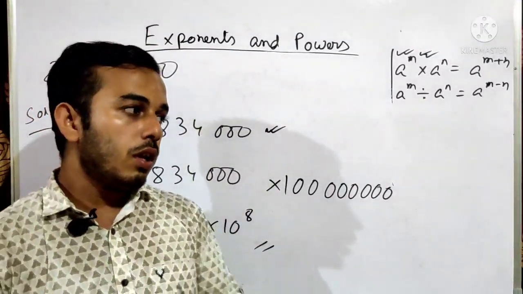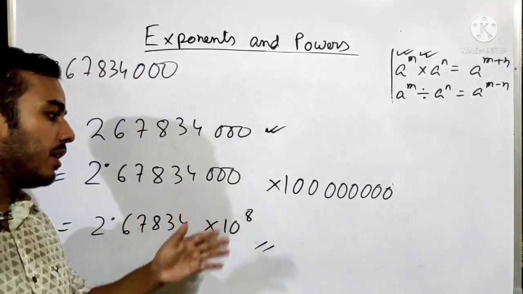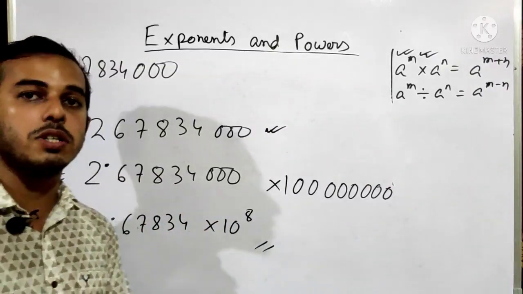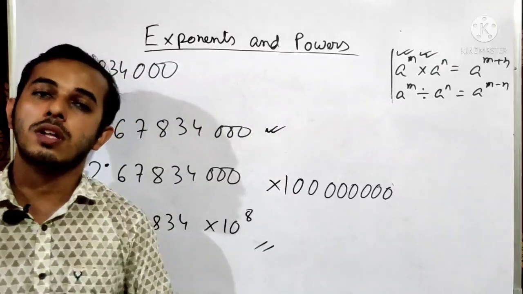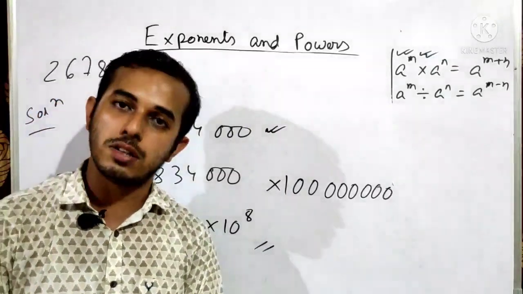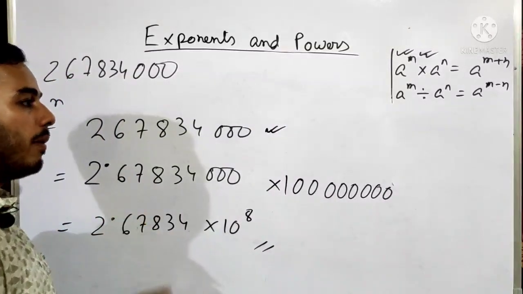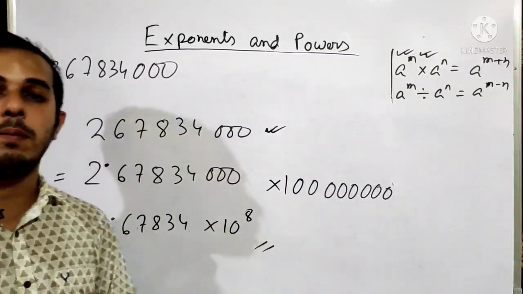So we have taken this number as the standard. This standard form can also be called scientific notation, because this standard form is basically used by scientists. Clear? Okay. So this was the basic overview of the chapter, that is exponents and powers.